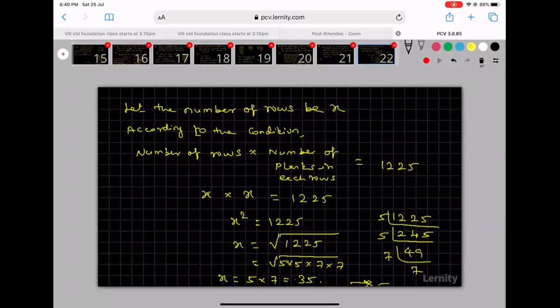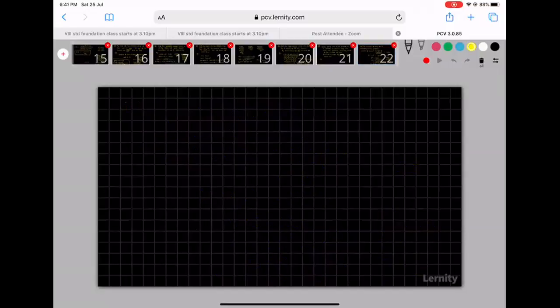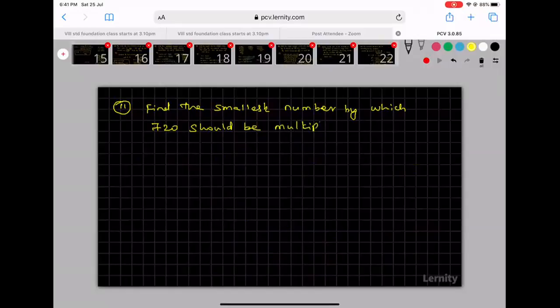Last 5 minutes is there. I will do one problem, the 11th problem. Okay, so I will move to the next slide. This is my 11th problem. Okay, find the smallest number by which 720 should be multiplied to get a perfect square number.